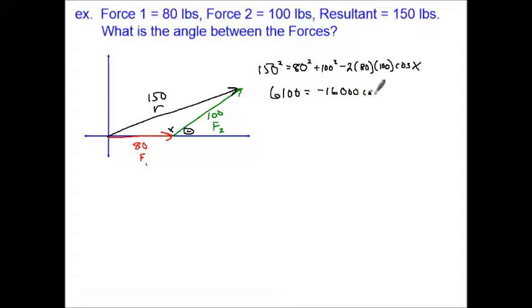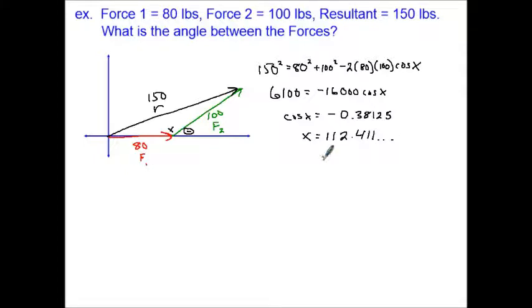cosine x. Dividing off the 16,000 gives me cosine x equals negative 0.38125, which actually comes out clean that way, it's just a long decimal. And then doing the inverse cosine of both sides gives me x equals something around 112.411, decimals forever. And this is in terms of degrees at this point.